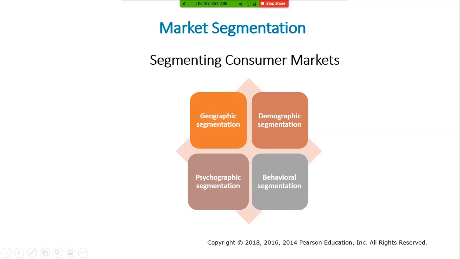Behavioral segmentation is looking at what people actually do. So at the end of the day, to some degree, this is almost the ultimate type of segmentation that you're going to encounter. The reason is that it's not about their characteristics, it's not about where they live, it's not about what they're interested in, it's about what they actually do. So in that sense, this is very useful.